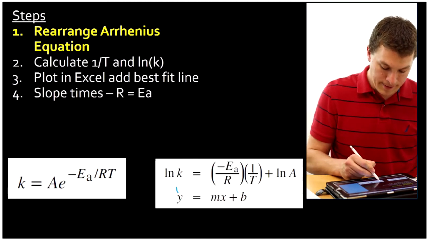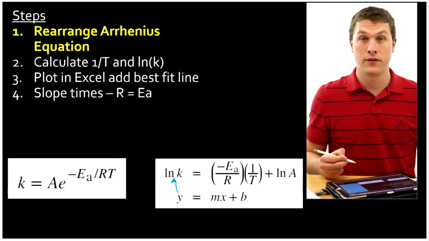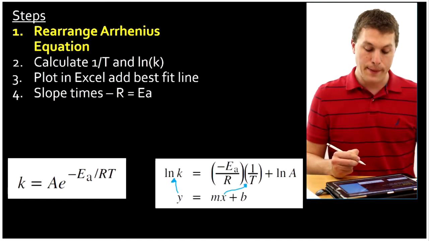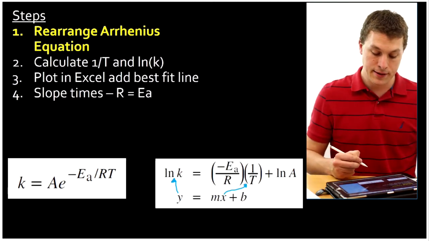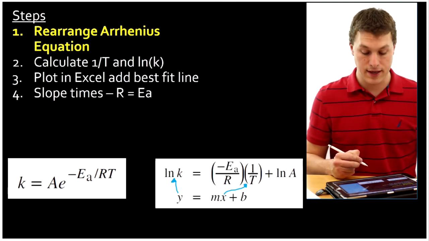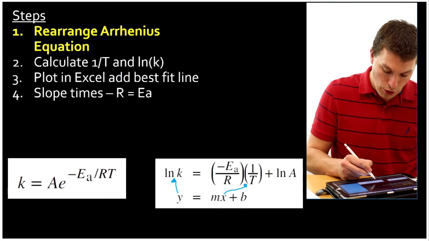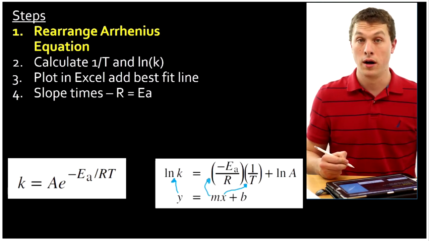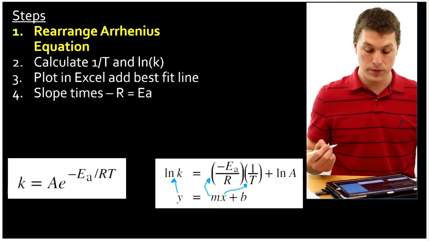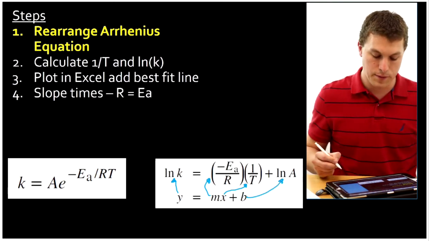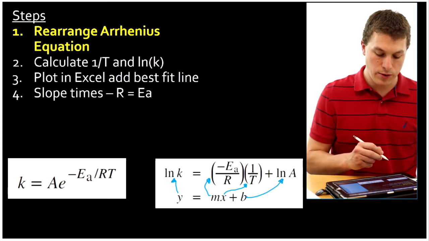So y in this case is ln of k, and x in this case is 1 over T. So what that means is if I plot ln of k on my y-axis and 1 over T on my x-axis, then my slope is this guy, negative activation energy over R. And that means I can get the activation energy from my slope. I could also get, if I wanted, the frequency factor over here from my y-intercept.